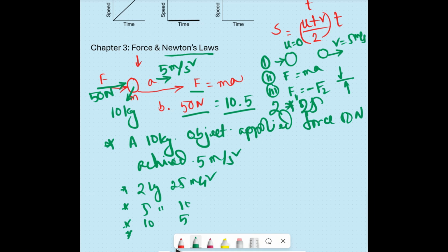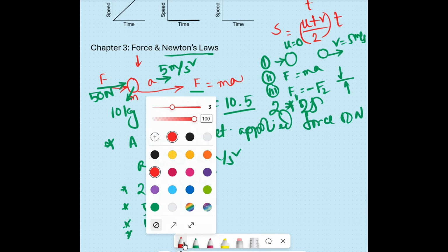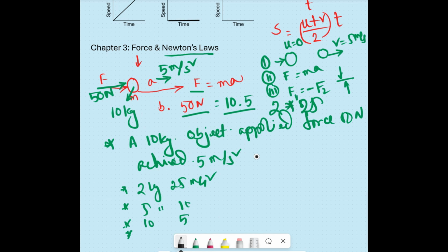Afterward, let's use a different pen. Let's use the black one. Okay. So the next topic will be inertia. What is the definition of inertia? Inertia is the tendency of an object to resist any change in its state of motion, rest or movement. And this is actually the first law of Newton.